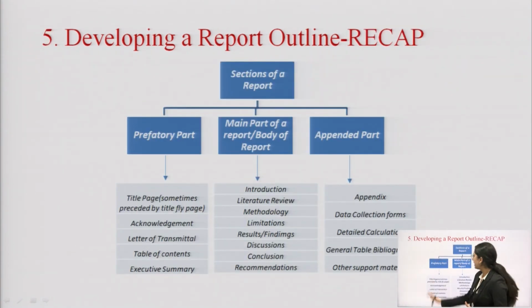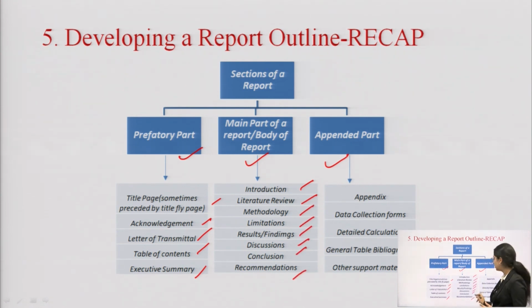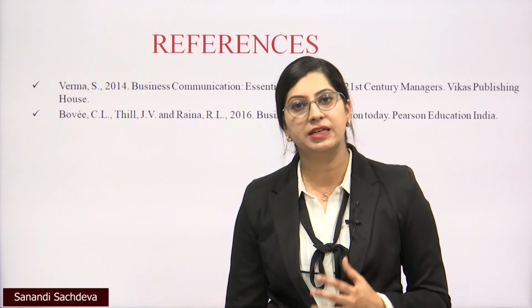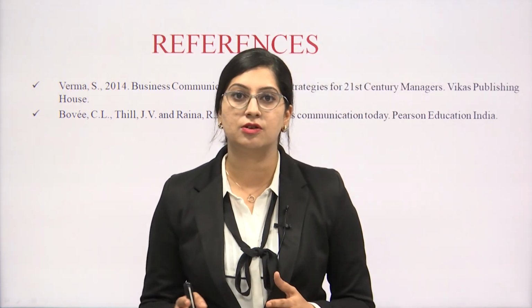So this is the recap of what we have done: the prefatory part, the main part, the appended part, and the subsections: title page, acknowledgement, letter of transmittal, TOC, executive summary, introduction, LR, methodology, limitation, findings, discussion, conclusion, recommendation, and data collection form if it is a primary study, detailed calculation, journal table, other support material. So students, I hope it is completely clear to you how we have certain parts and the major parts of report writing.